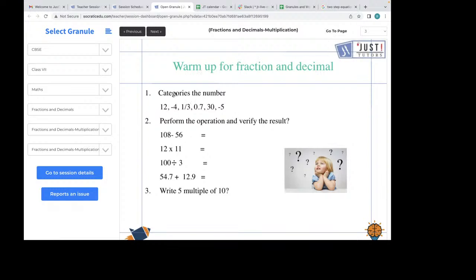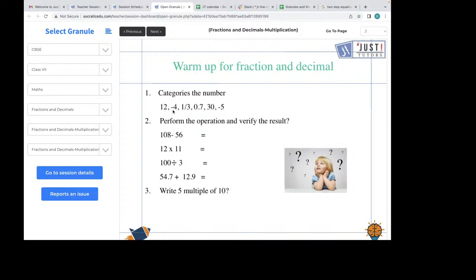So, this is your first question. Categorize the number. So you have to categorize all these numbers among integers, fractions, decimal numbers, whole numbers, like that. So what do you think this 12 is? 12, you can say it is an integer, a whole number, and a natural number. Okay, it is not a fraction or a decimal number. It is a whole number, natural number, or you can say a positive integer.